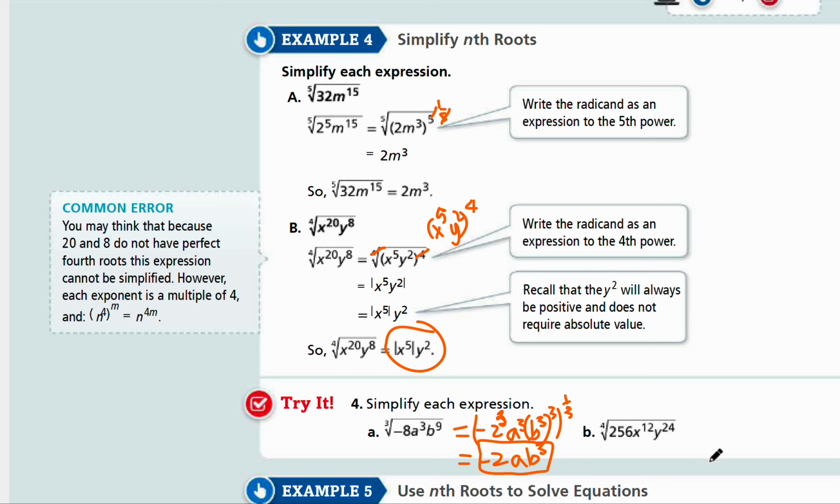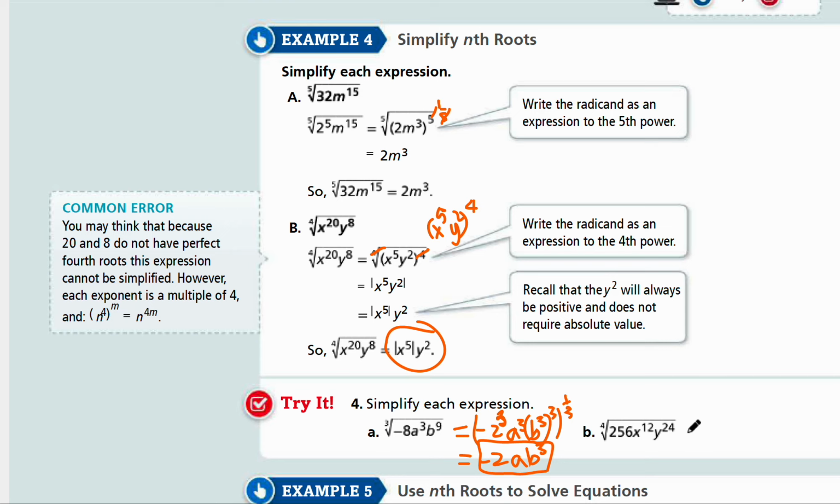Okay, part B, we have the fourth root of 256 x to the 12th power y to the 24th power. In this case, we will need absolute value signs because we want the radicand to be positive. 256 is already positive, so x needs to be positive, y needs to be positive. Otherwise, if both x and y are negative, it's still going to be positive, right? x to the 12th power is going to be positive, y to the 24th power is going to be positive anyway.